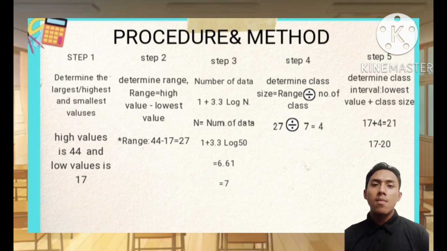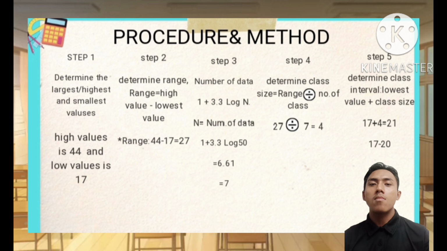Step 3. Number of classes. The formula for the number of classes is 1 plus 3.3 log n, where n is the number of data. The answer is 1 plus 3.3 log 50, which equals 6.61. Then round 6.61 using a calculator and get a result of 7.